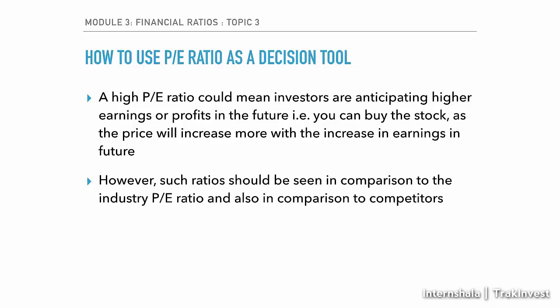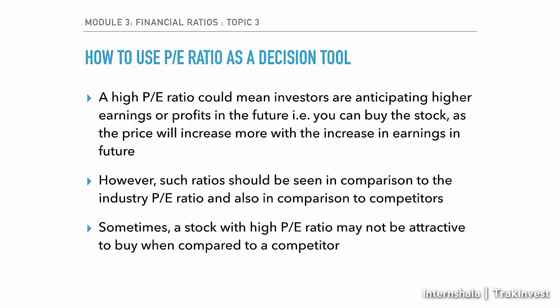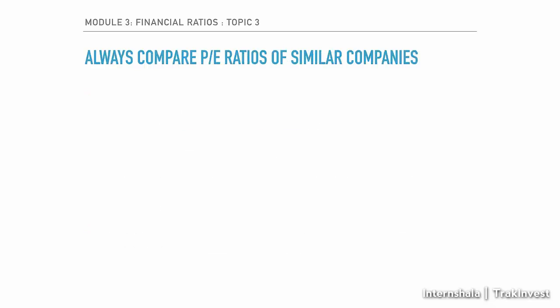You have to study the PE ratios by comparing the PE ratios of a company with the PE ratios of its competitors, of its peers. We'll take an example to understand this better. But for now, just remember that sometimes a higher PE ratio may not be as attractive to buy when it's compared to a competitor. Let me illustrate to you how.